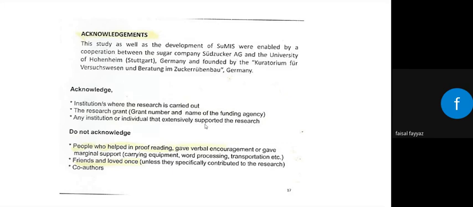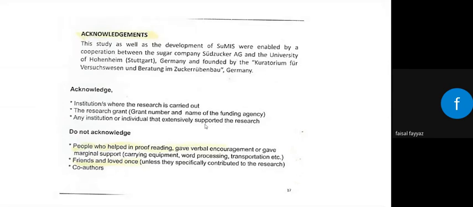Acknowledgement: you will write an acknowledgement if you want to thank someone. You can thank the institution where the research is carried out, and those who helped with collaboration, discussion, or as the editor. Research grants, any institution or individual that extensively supported the research. Do not acknowledge people who helped in proofreading, gave verbal encouragement or marginal support, carrying equipment, word processing, transportation, etc. Friends and loved ones, unless they specifically contributed to the research, co-authors.